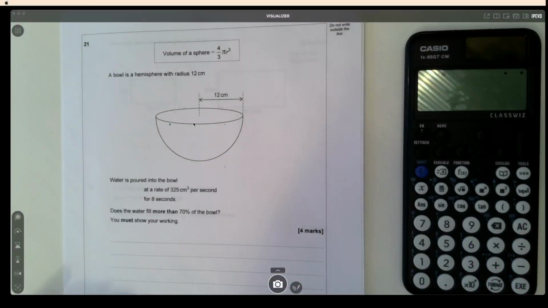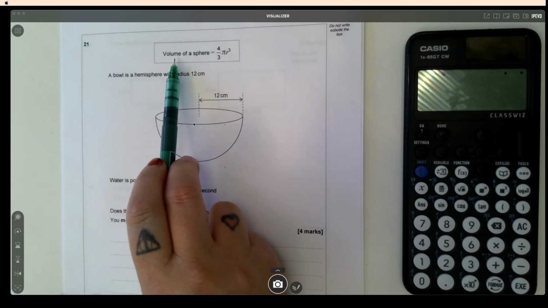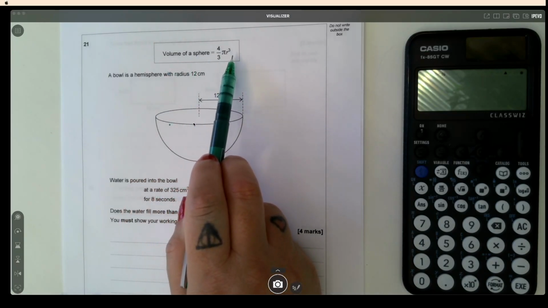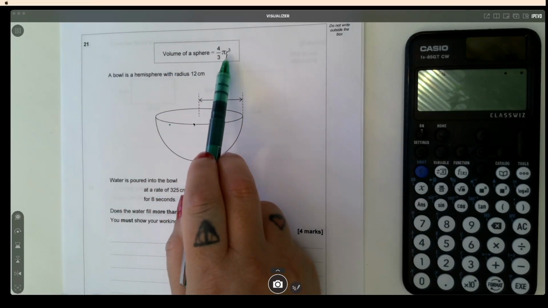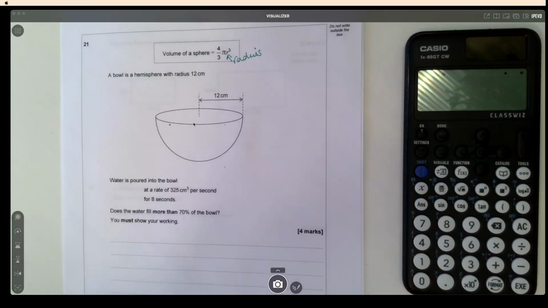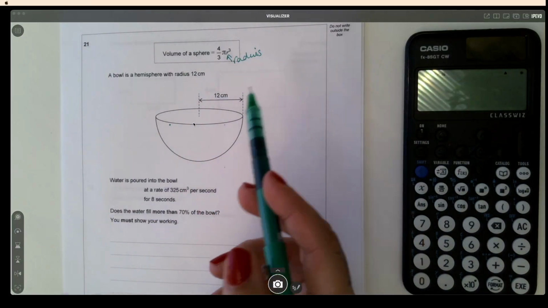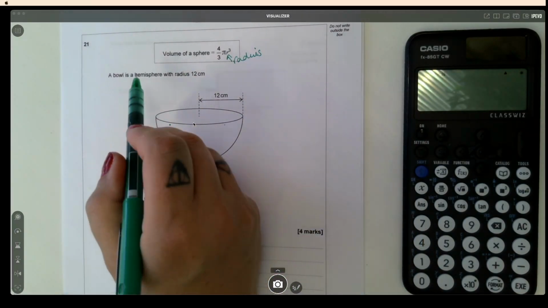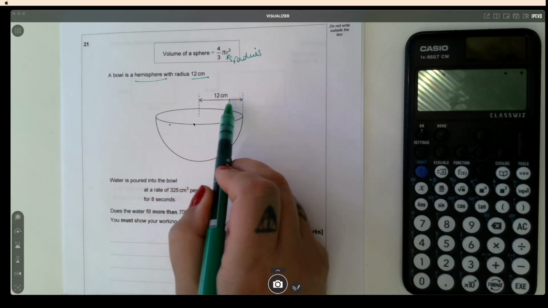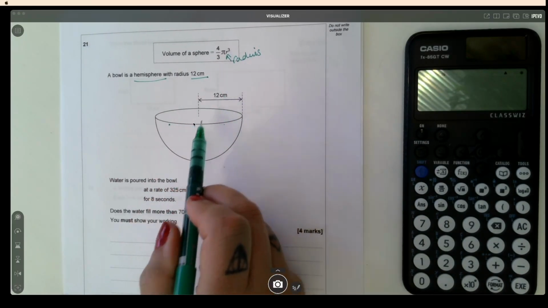Question 21. So first of all, we're given the formula for the volume of a sphere. It's 4/3 multiplied by pi multiplied by r cubed, r being the radius of the sphere. So a bowl is a hemisphere, which is half of a sphere with a radius of 12. So we've been given that value r there, look.